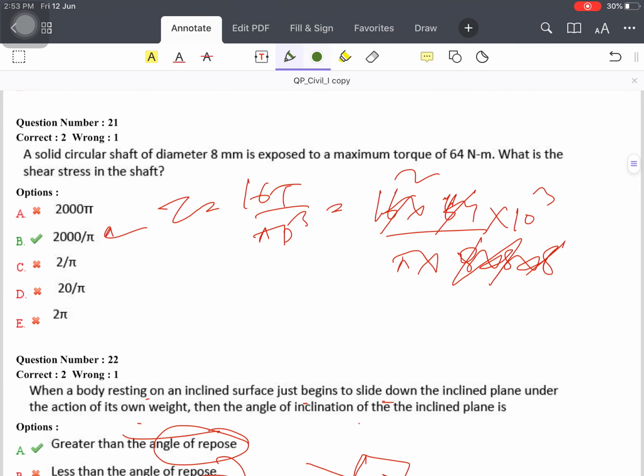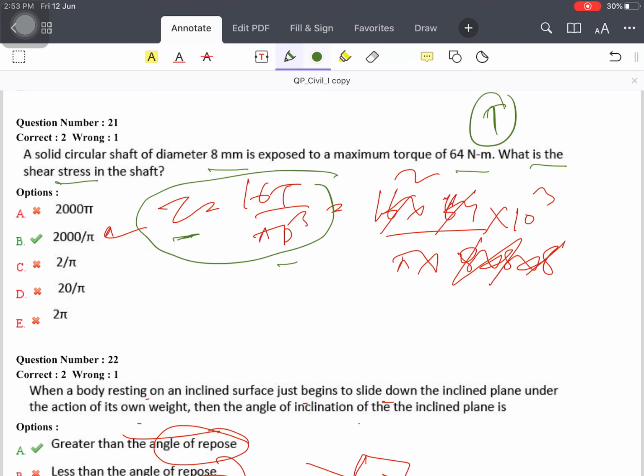Question 21. A solid circular shaft of diameter 8 mm is exposed to a maximum torque of 64 Newton meter. What is the shear stress in the shaft? So formula tau equals 16T by pi d cubed. So we'll find the value of tau. This is T, this is T.